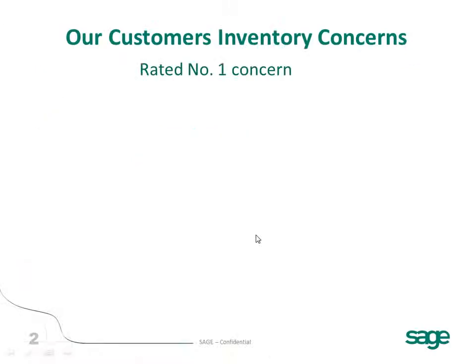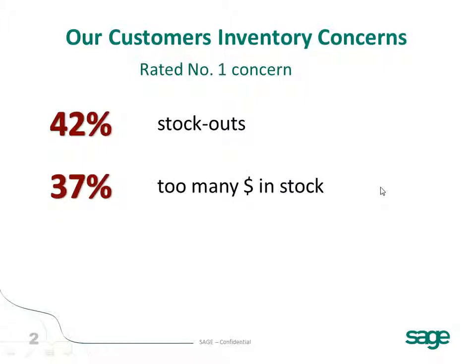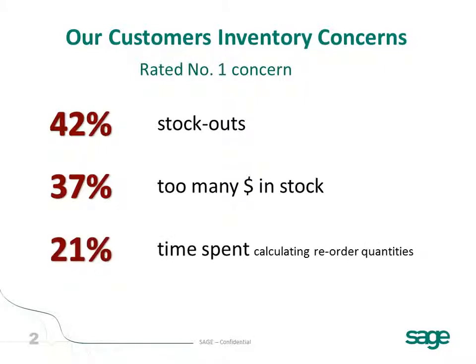So to understand this, let's understand a little bit about what customers' key issues are. We did a bit of a review and asked our customers what are their number one issues that they're faced with on a day-to-day basis as it relates to inventory. 42% came back and said to us their biggest concern, and by far, is the issue of stockouts, having to manage that on a day-to-day basis. 37% said that they really struggle to find this balance between stock and customer fill rate and have way too much tied up in stock. 21% of them came back and said they spend way too much time recalculating ordering quantities.